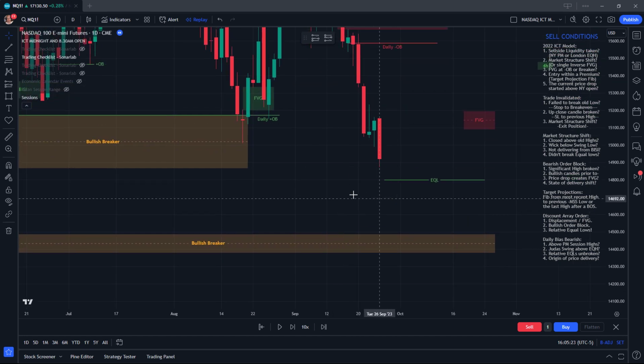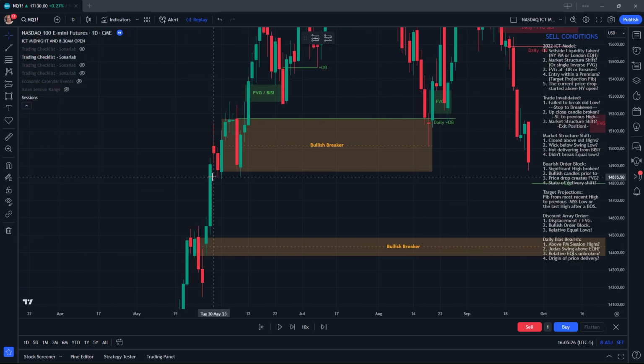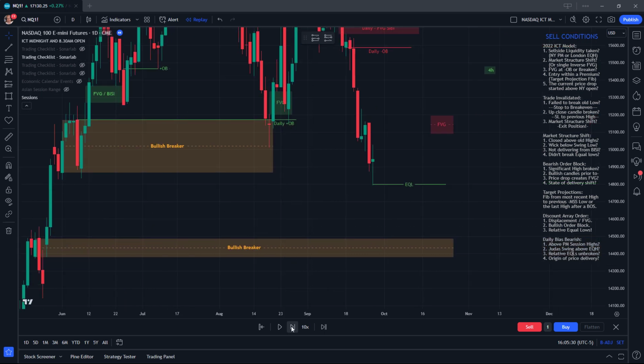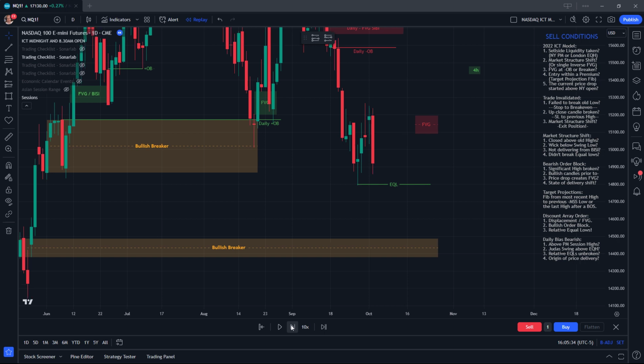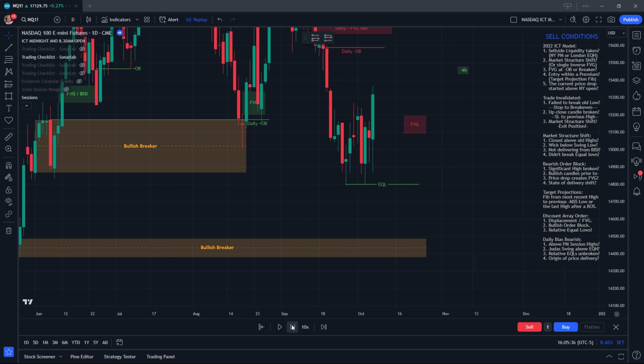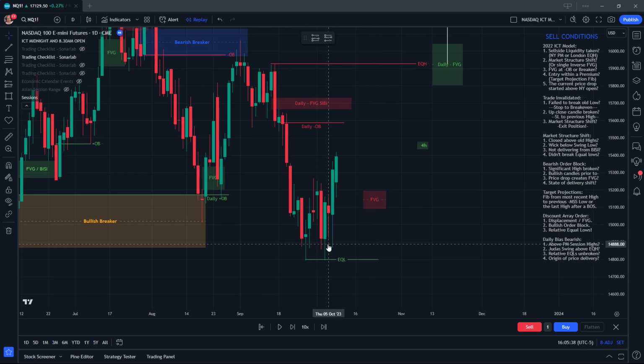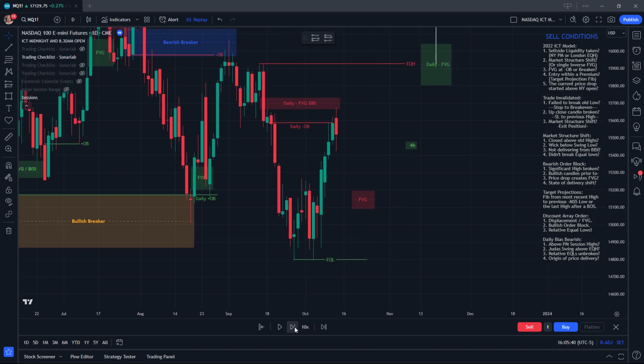So where's the next level that price is going to go? Well, there's the big fair value gap here, so... oh, look at that. It comes back up to that order block we were talking about, and comes back to the SIBI.